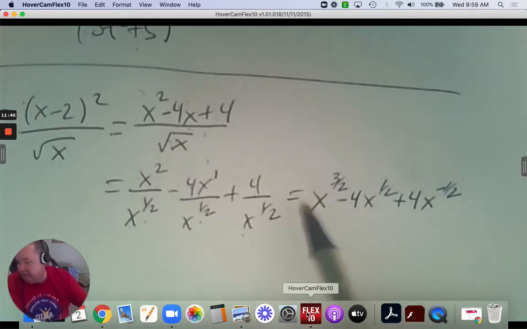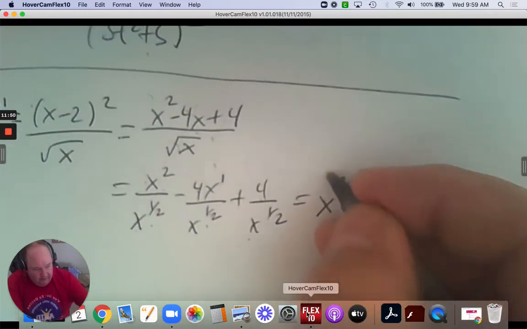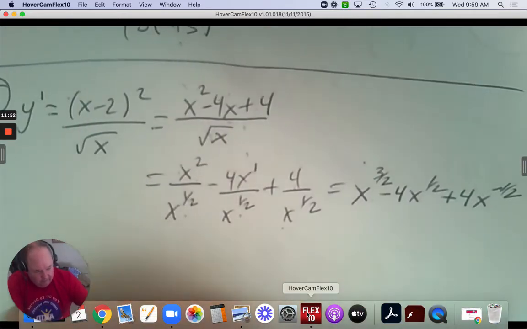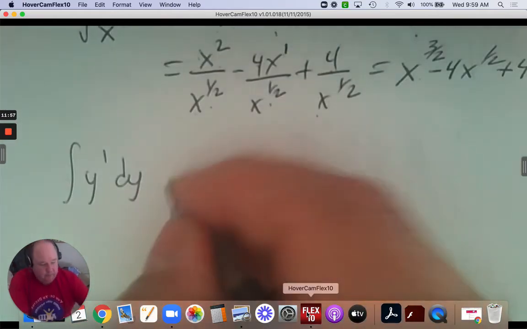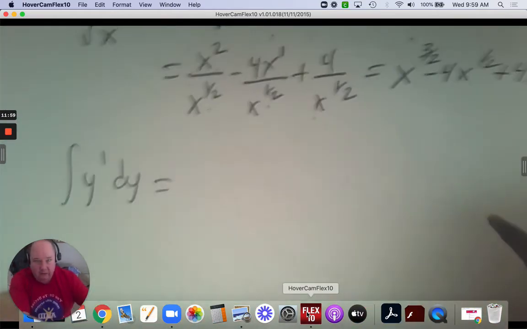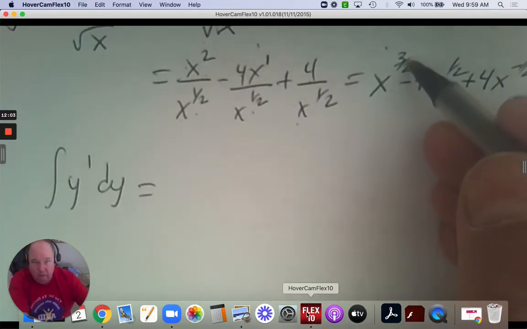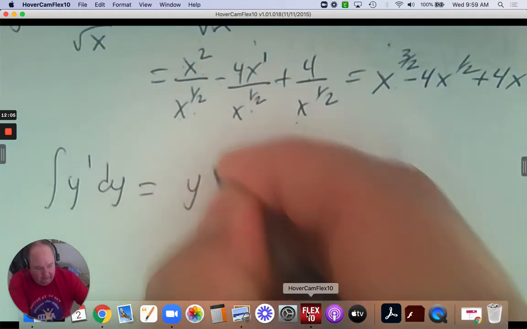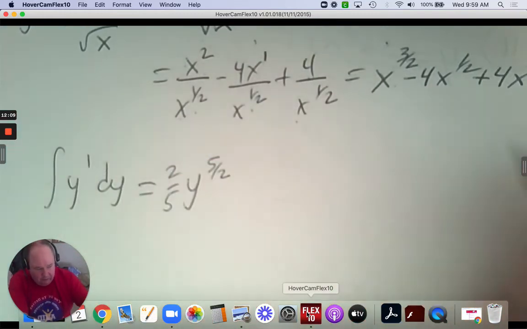So then, once we have that, now we can actually integrate this. So, if I integrate y prime, what would that now look like if I integrate it? So, I'm going to add 1 to the exponent. So, I'm going to go 2 plus 3. So, that's 5 over 2. And then you divide or times the reciprocal. Same thing here.